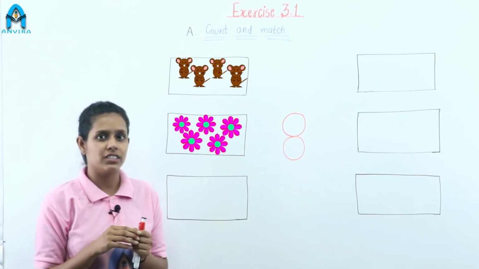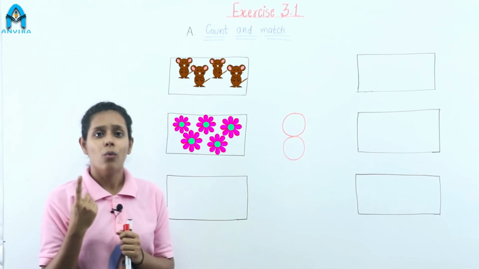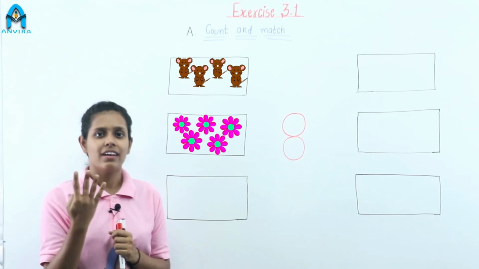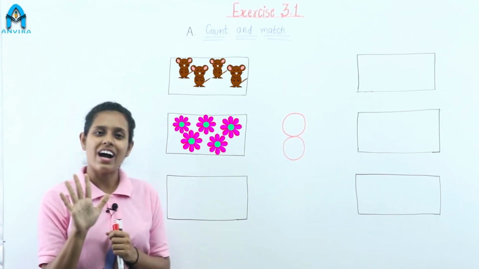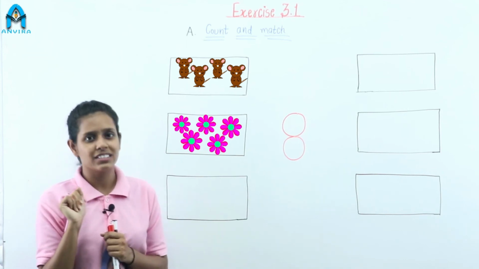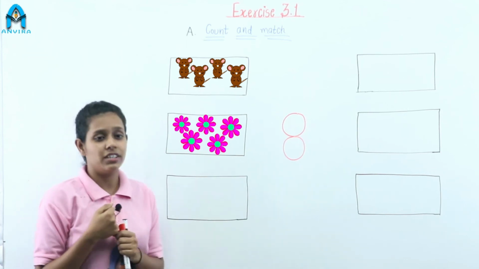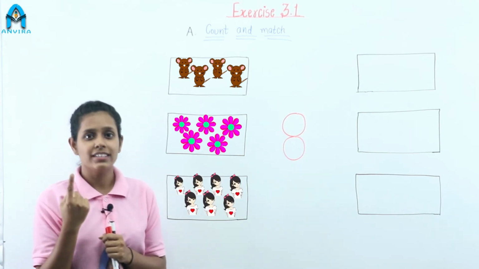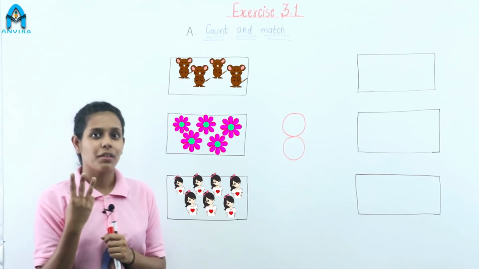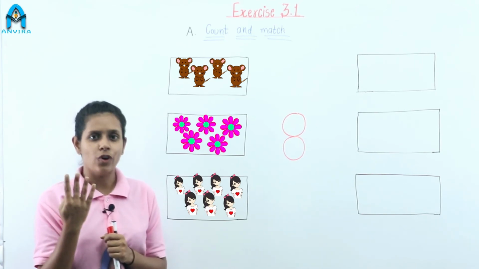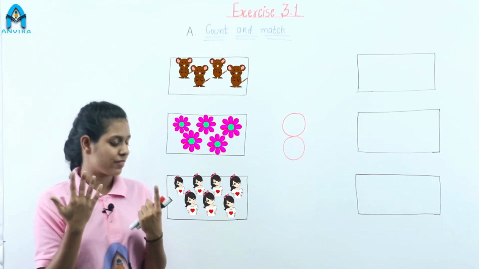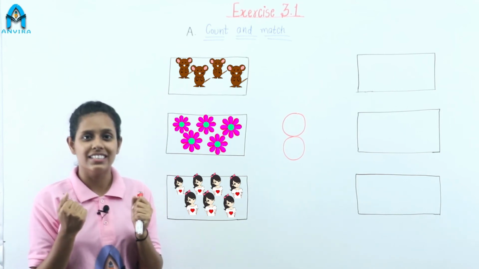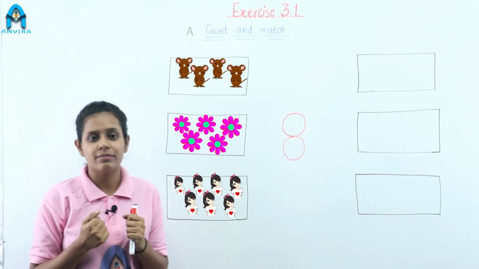Flowers. How many flowers? Let's count. 1, 2, 3, 4, 5. 5 flowers. Now look at the next picture. Girls. How many girls? 1, 2, 3, 4, 5, 6 and 7. 7 girls. Now look at the next object.